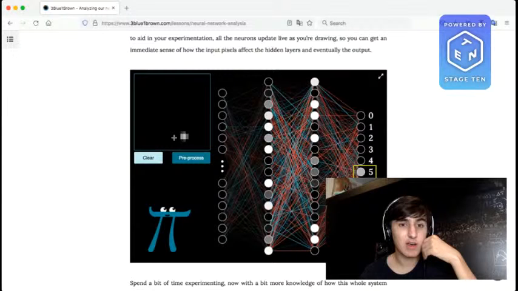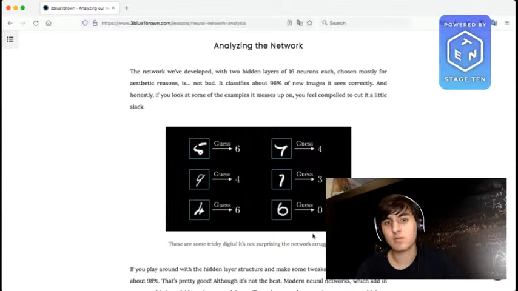Okay, so, analyzing the network. The network we developed with 2 hidden layers of 16 neurons each, chosen mostly for aesthetic reasons, is not bad. It classifies about 96% of new images it sees correctly. And honestly, if you look at some of the examples it messes up on, you feel compelled to cut it a little slack.